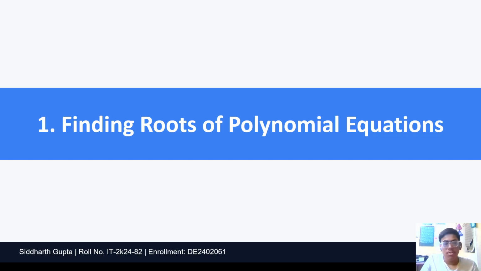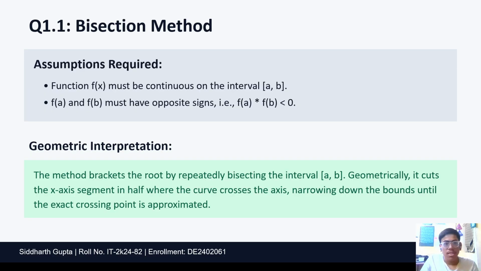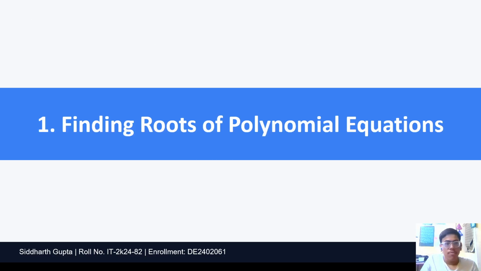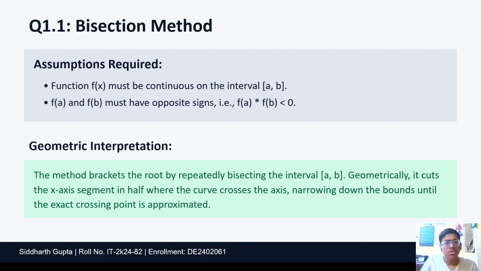So the first question was for finding the roots of the polynomial equation. The equation was x square. We need to write the algorithm for finding the roots of polynomial equations. So firstly, we need to write the algorithm for finding the root of the equation using the bisection method.